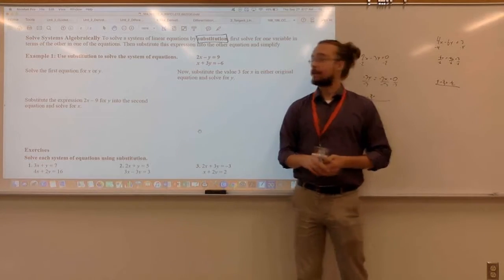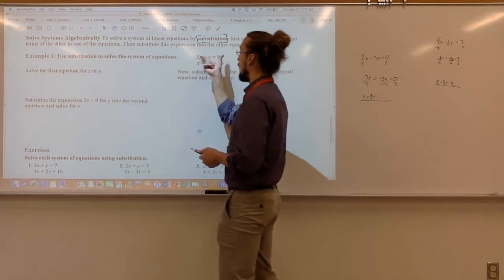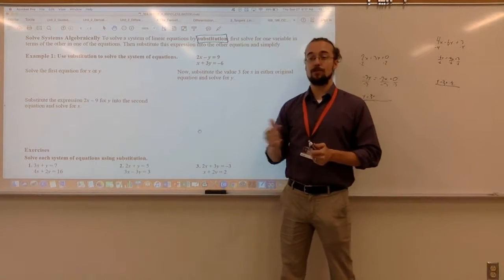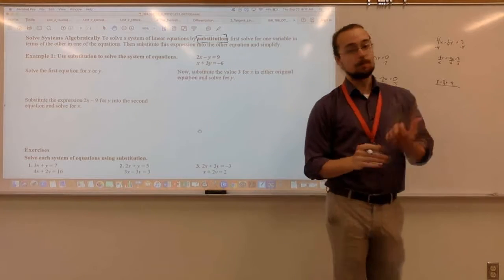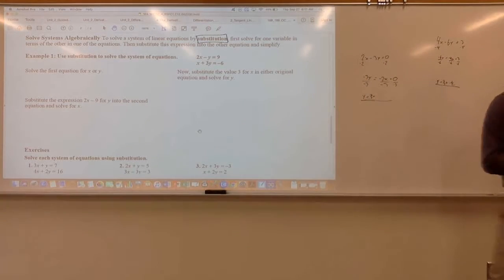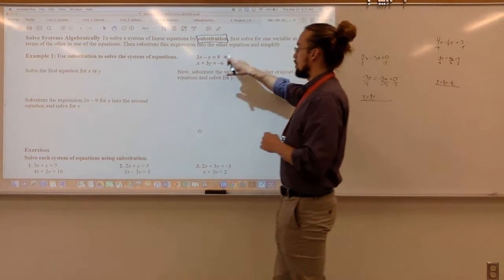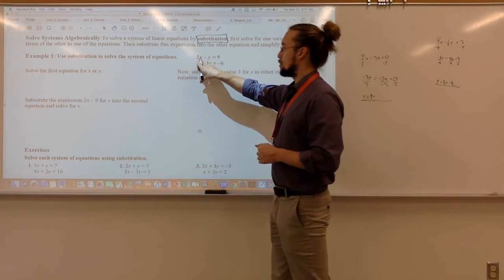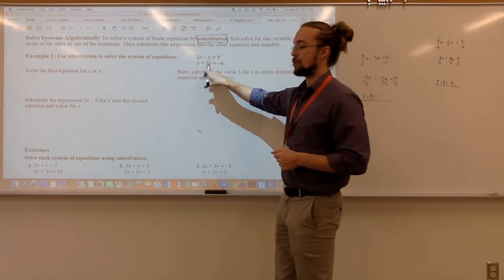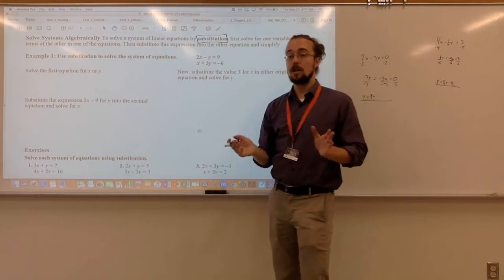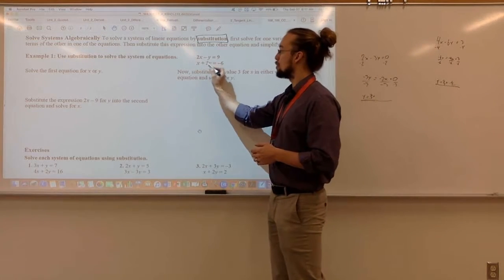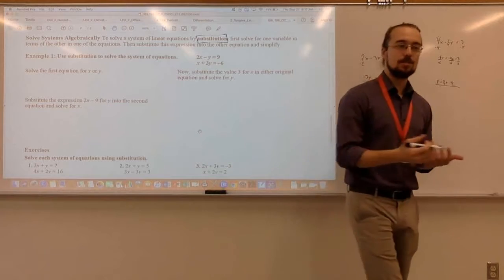Okay, so the first thing I want to do, I can pick either equation and solve it for either variable. Sometimes it's going to be easier to solve for one thing or the other. In this first equation, I've got 2x minus y. In the second equation, I've got an x plus a 3y. It does not matter which one you choose. You can solve for any of these variables. But which one looks like it might be the easiest to solve for?